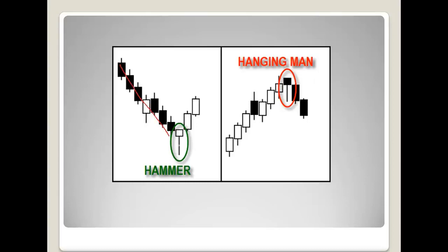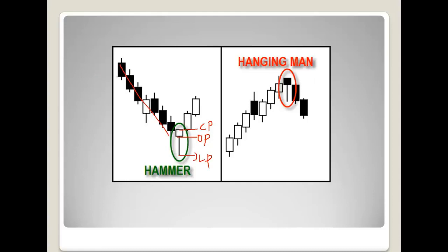A hammer has to have a long lower shadow, but the closing of the candle should be higher than the open price. So let's say this was your open price and the market has come all the way down, this is your low price, but the candle has to close above the opening price. This is your closing price. So when the market closes above the open price and it has a long lower shadow, it is called a hammer.